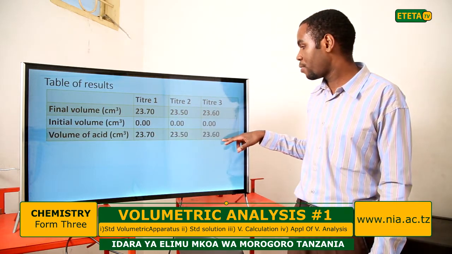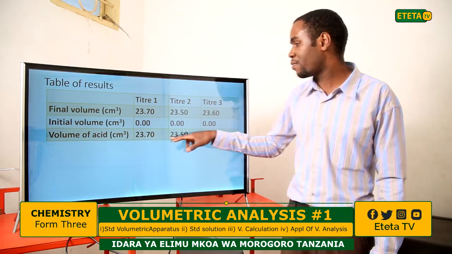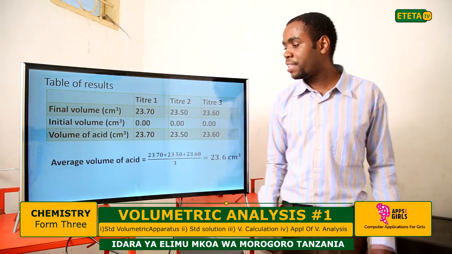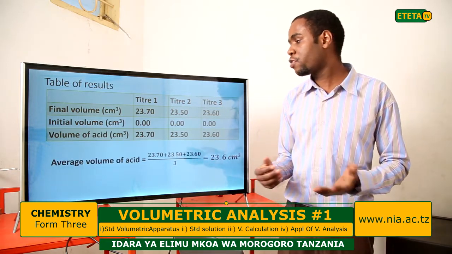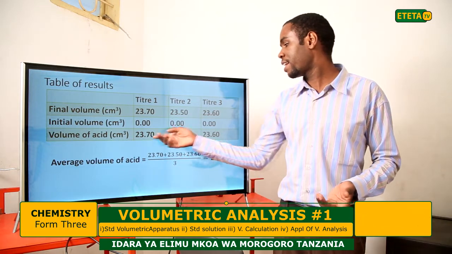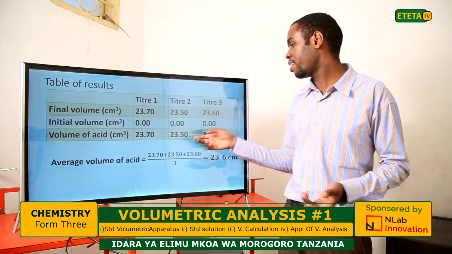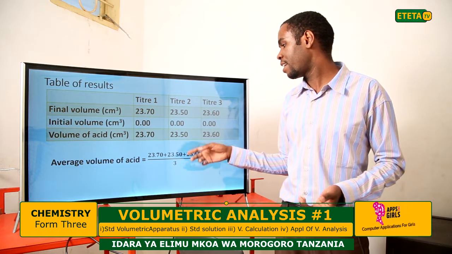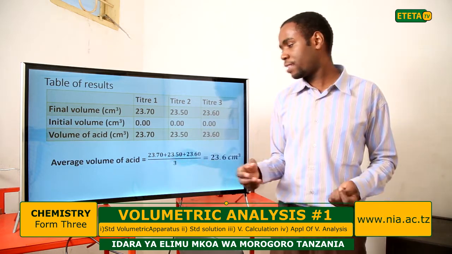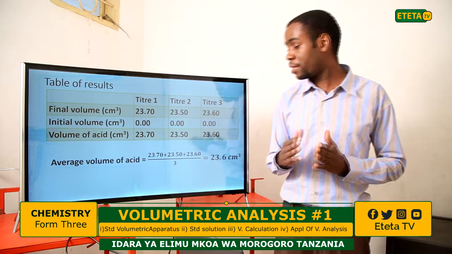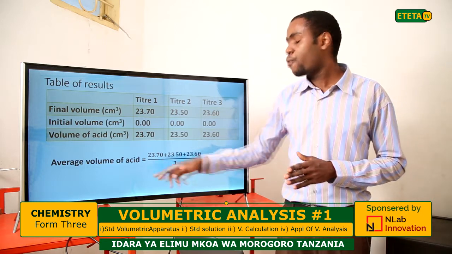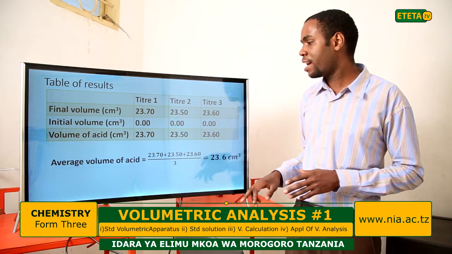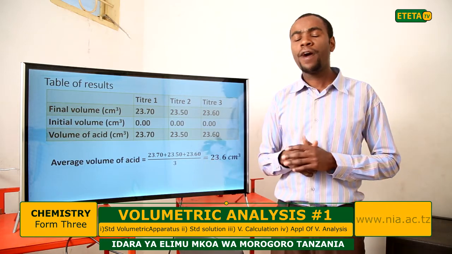Now, after obtaining these values, this one here is the titre volume. Now, it's a matter of calculating the average volume of acid. The average volume of acid will be obtained by summing these up, then you divide by the number of titres. We have 3 titres here. So you take 23.7 plus 23.5 plus 23.6, we divide by 3, we obtain 23.6. So this one here is the average volume of acid.